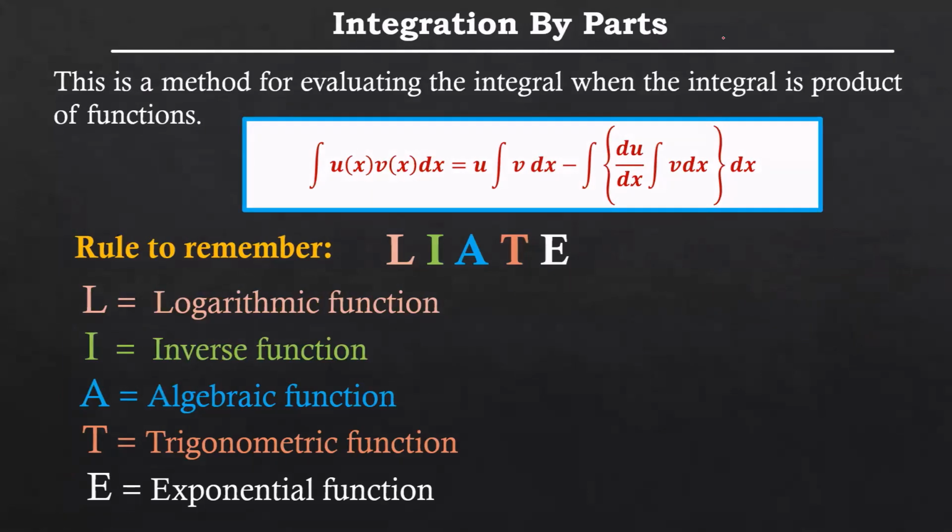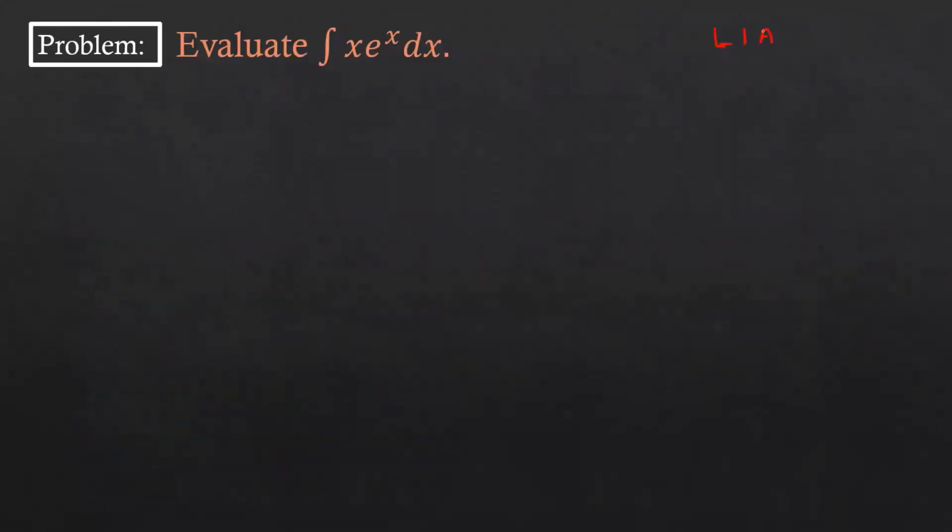Suppose we have the rule L, I, A, T, and E. Now we have the function x, and which type of function is that? Algebraic. And this is an exponential function. Exponential function always comes last, because the differentiation of an exponential is again exponential, and integration of exponential again never changes, and that will create a loop for your integration. That's why we take that as the last. So this is algebraic and this is exponential.